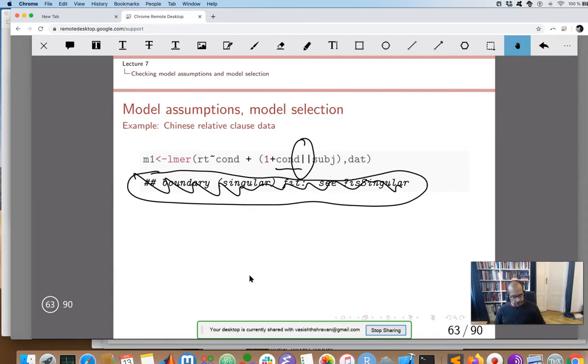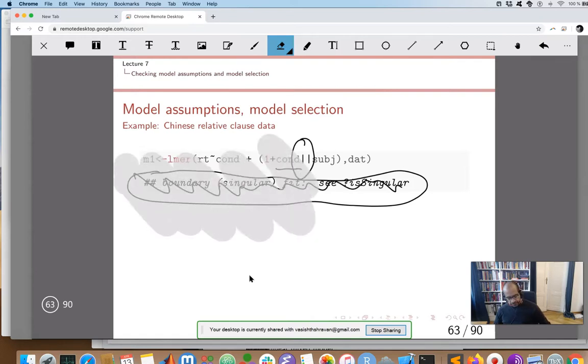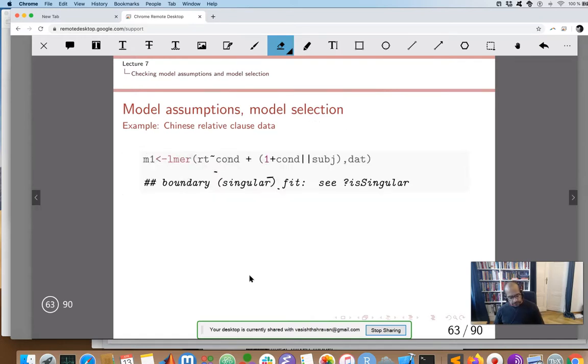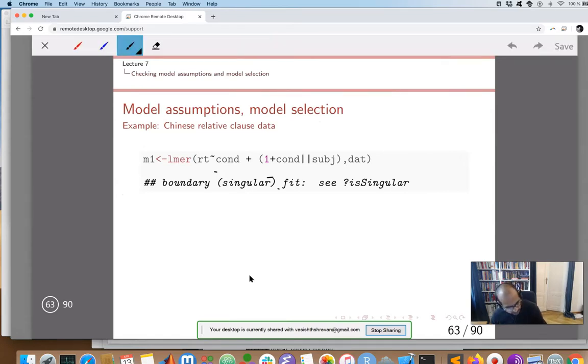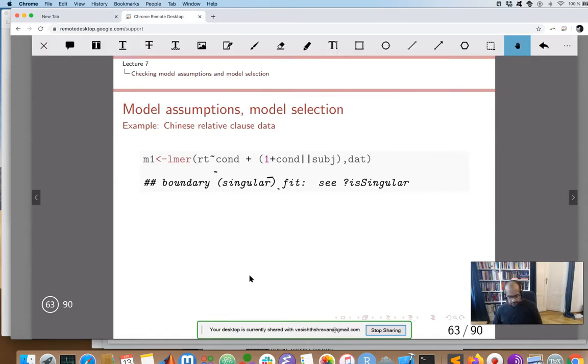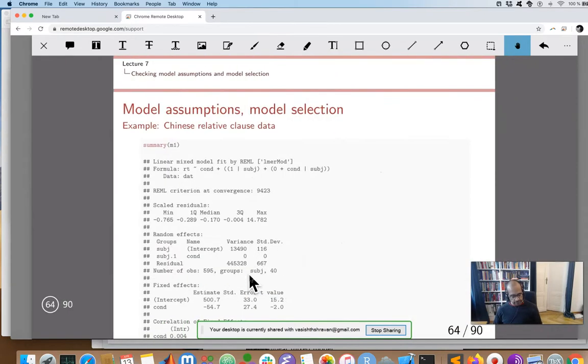What I advise you to do at some point as a fun exercise would be to fit this model, and once you get this warning message, just paste it into Google and see what happens, and see what kind of comments you get and what kind of solutions are proposed. Okay, so that's a good exercise.